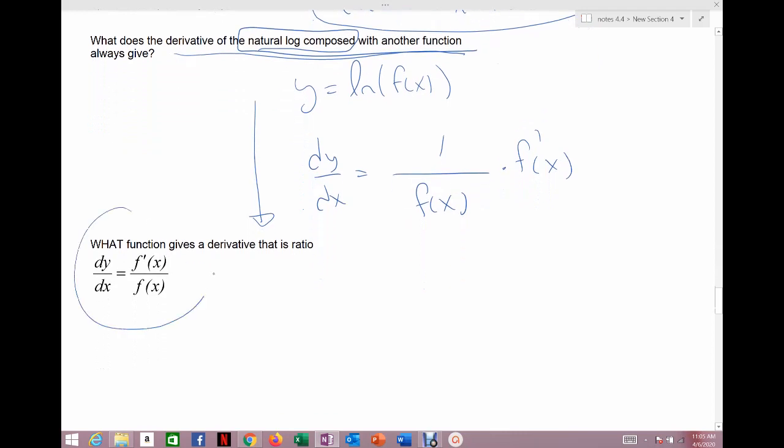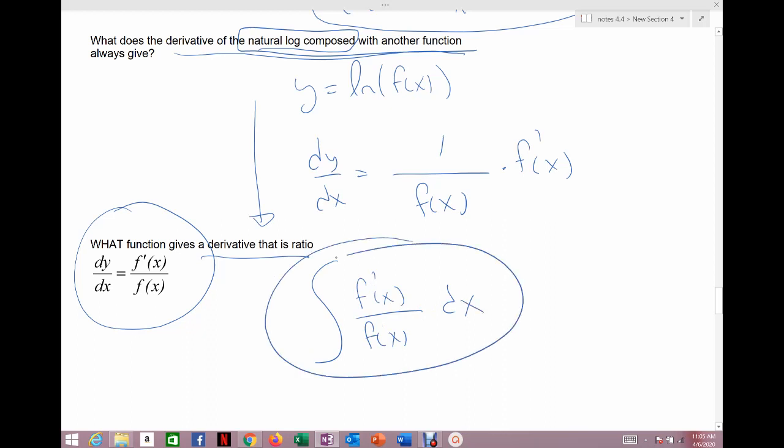as this fraction. So again, remember, antiderivatives are what we're doing. I need to recognize what function gave me this derivative. So if I get a differential equation inside my integral where the numerator is the derivative of the denominator, well, the only possible function that can give me that derivative is my natural log. And so this is the ratio we've got to recognize.